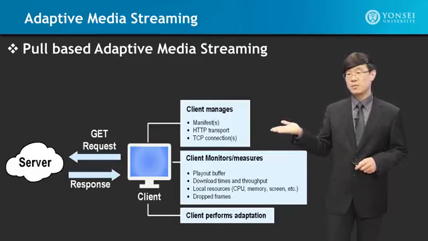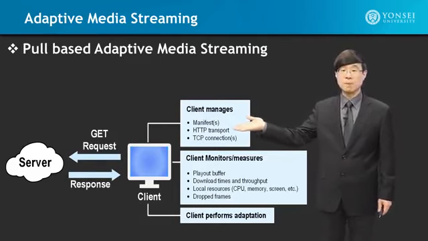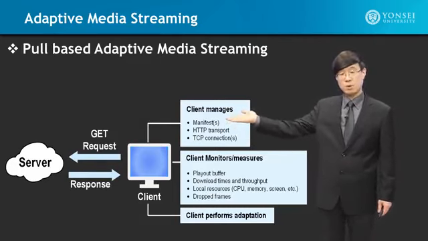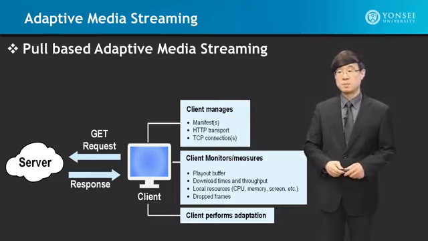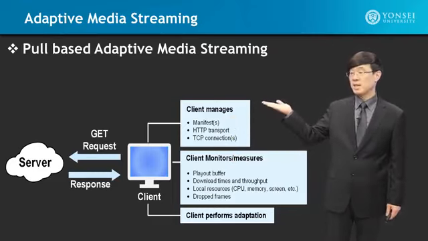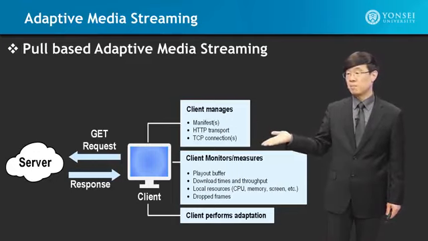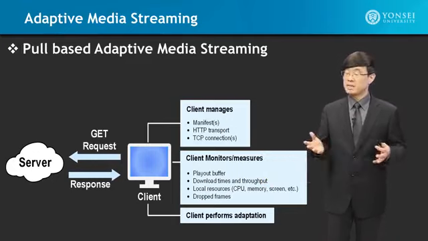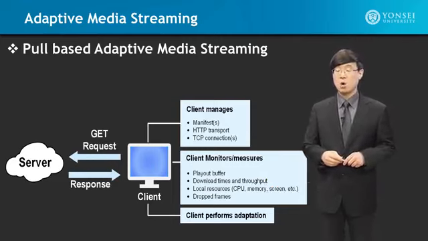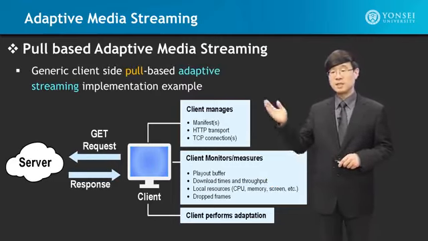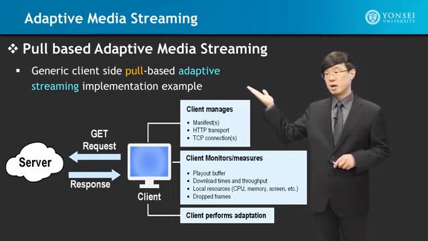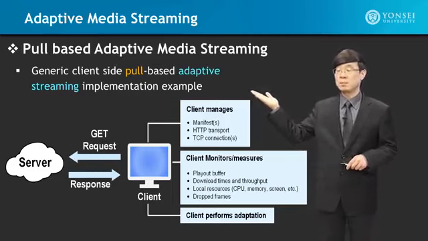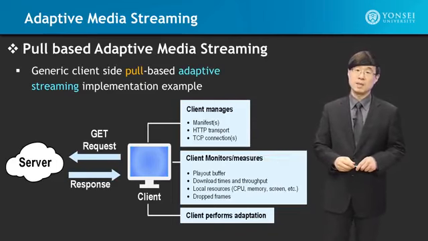Looking into the details of the pull-based adaptive media streaming structure, being interactive with the server, look over there. On the top there is a GET request, and at the bottom there is the response. The client manages these components, the client monitors and measures these factors, and then the client will perform a certain level of adaptation based upon the network and its own buffer conditions. Looking into the details, a generic client-side pull-based adaptive streaming implementation example is now what we're going to see.